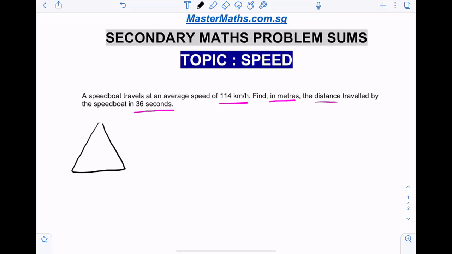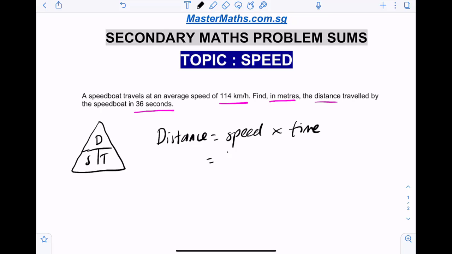So, as we have learned before in primary school, the DST triangle. Distance is speed multiplied by time. Alright, so 114 km per hour times the time, which is given in seconds. So change these to hours. 36 seconds, how to change to hours?